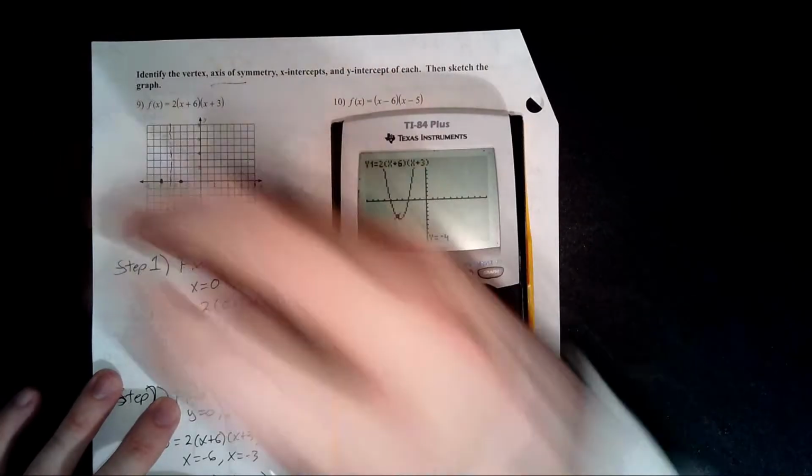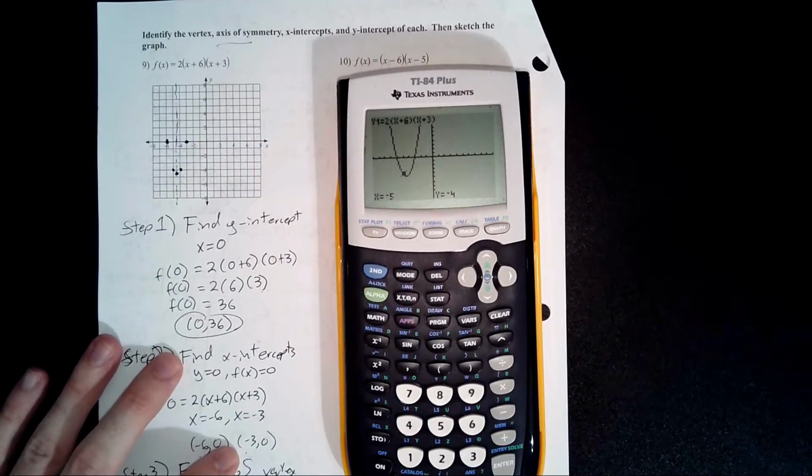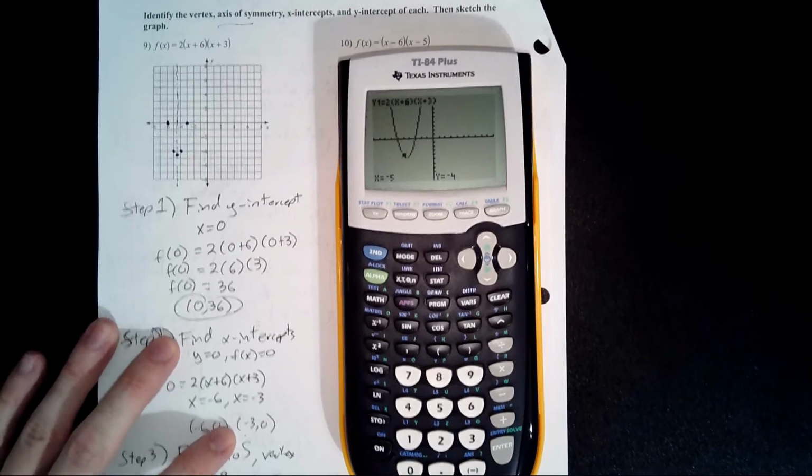I think I moved my camera when I hit my elbow. My bad, guys. Let's see if I can rearrange.